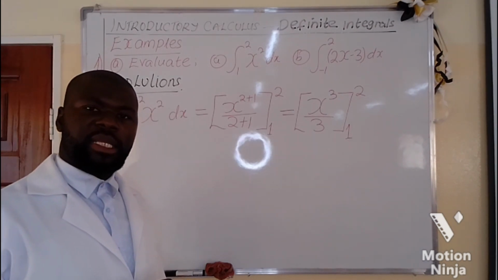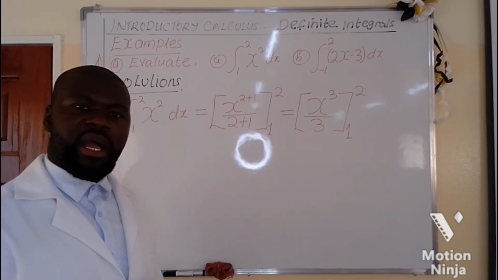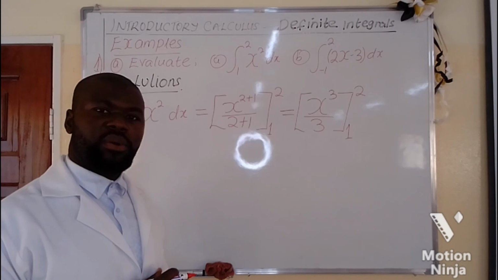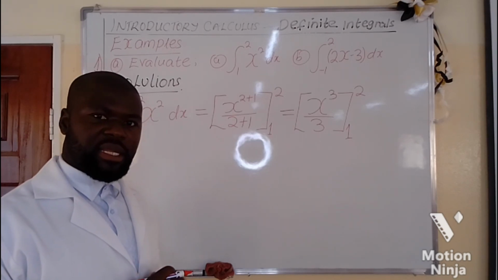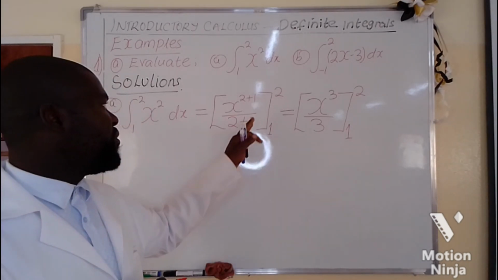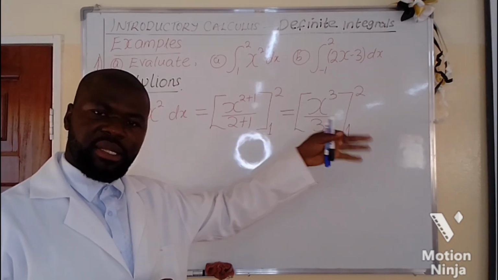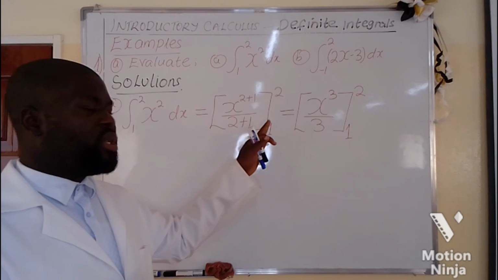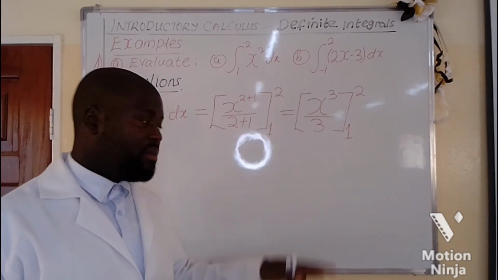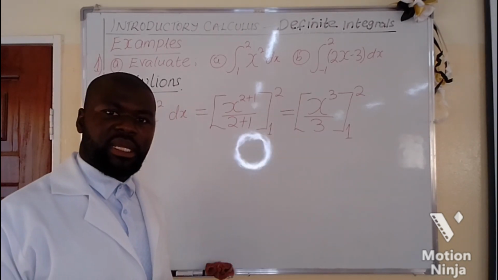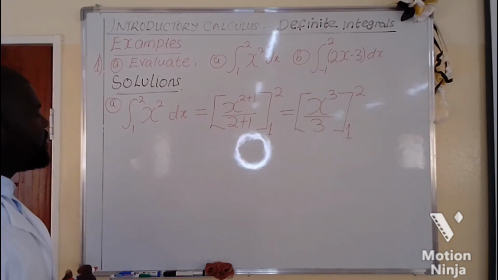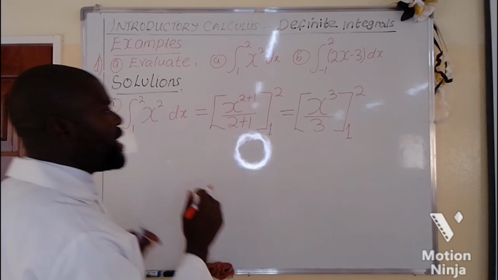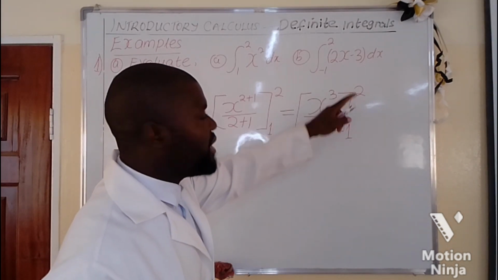We should note that when we are evaluating definite integrals, we do not add the arbitrary constant. So that's why we have not said plus c. C is the arbitrary constant. We do not add it here simply because this one is a definite integral. So when we are here, we are now supposed to substitute in the limits.